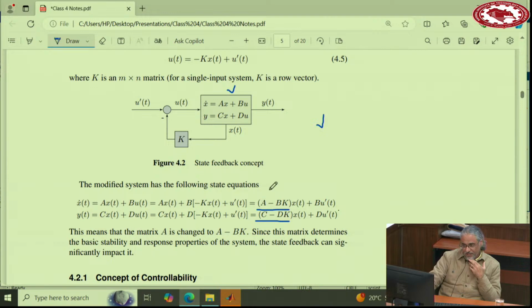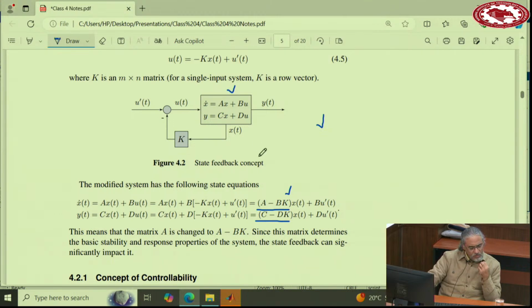So you see your A changes to A minus BK. And what really played the main role, we said they are eigenvalues of A. Now they are eigenvalues of A minus BK. If we can design K properly such that eigenvalues of A minus BK are in good locations, and then we'll talk about what is that good location, then we can really get whatever performance we want from this system.